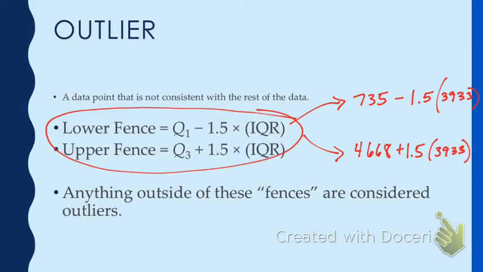So I want you to do these two things in your calculator. Find these two numbers, and these are going to be considered my fences. You're just doing this in your calculator. You don't need to do this in a list.